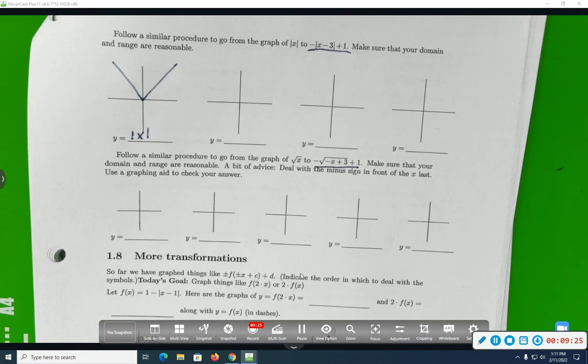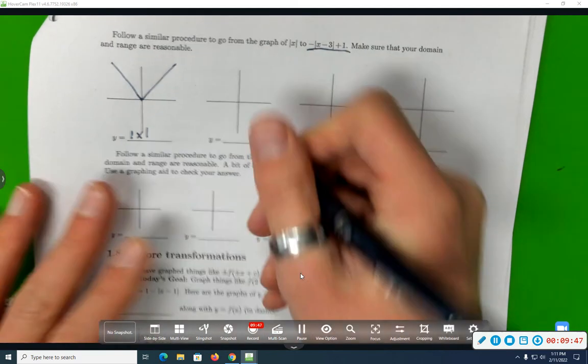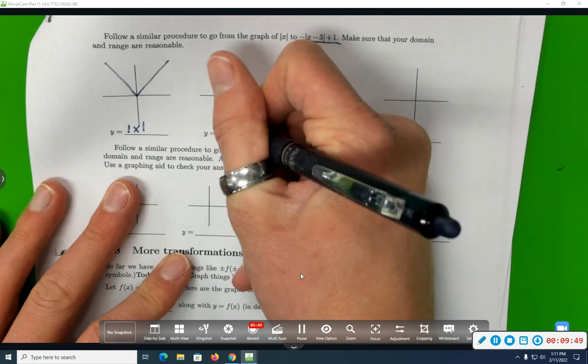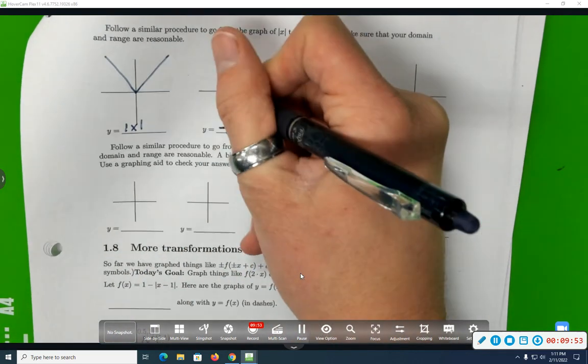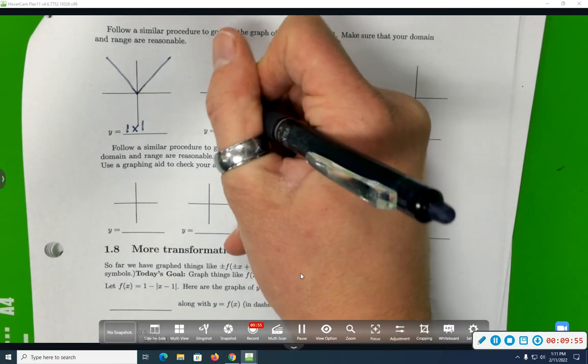And just like the previous example, first we'll deal with any negative sign outside of the parentheses, any negative sign that you hit the function with. Then we'll deal with shifts. Then we'll deal with any negative sign that's right next to the x. So what's the next function that I should try to graph in this sequence? Negative absolute x. What does that do to the graph? Flips it over the x-axis.